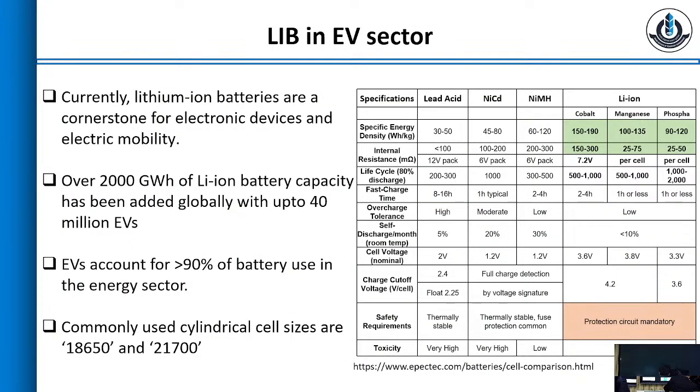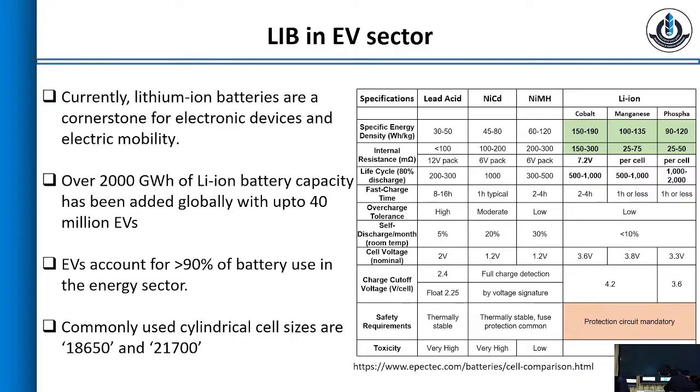Now, if you want to use these electric vehicles, typically lithium-ion batteries are the ones being preferred. Lithium-ion batteries are currently the cornerstone of these electronic devices, especially for the electric mobility sector. The reason is that you have a very high energy density for lithium-ion batteries compared to other forms of batteries. It has a low internal resistance and a high specific energy density, which is critical. Already, batteries compared to conventional fuels have a lower energy density. So among those, we have to pick the model that has the highest energy density.